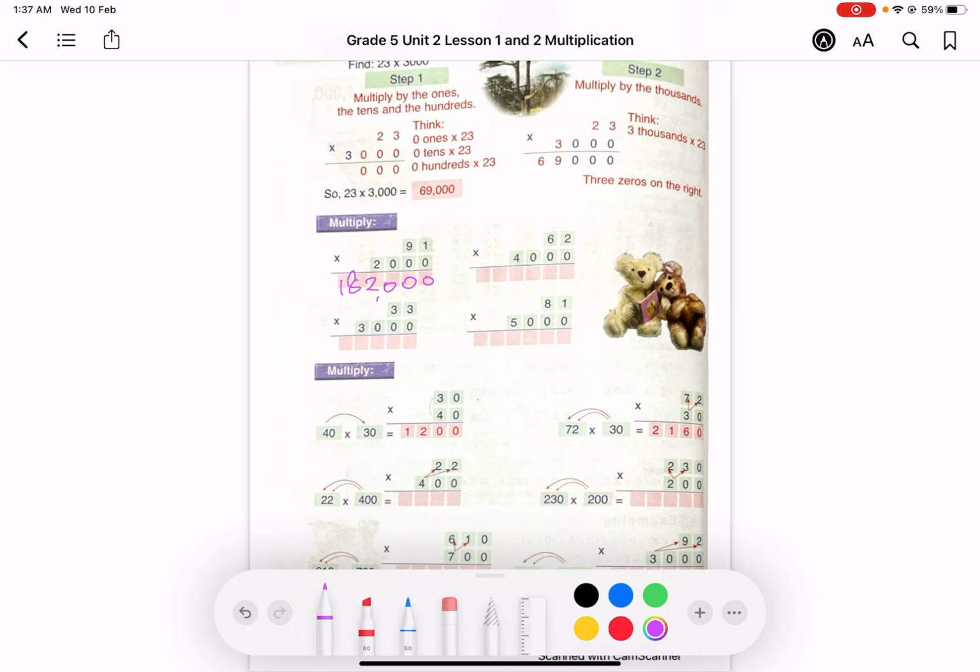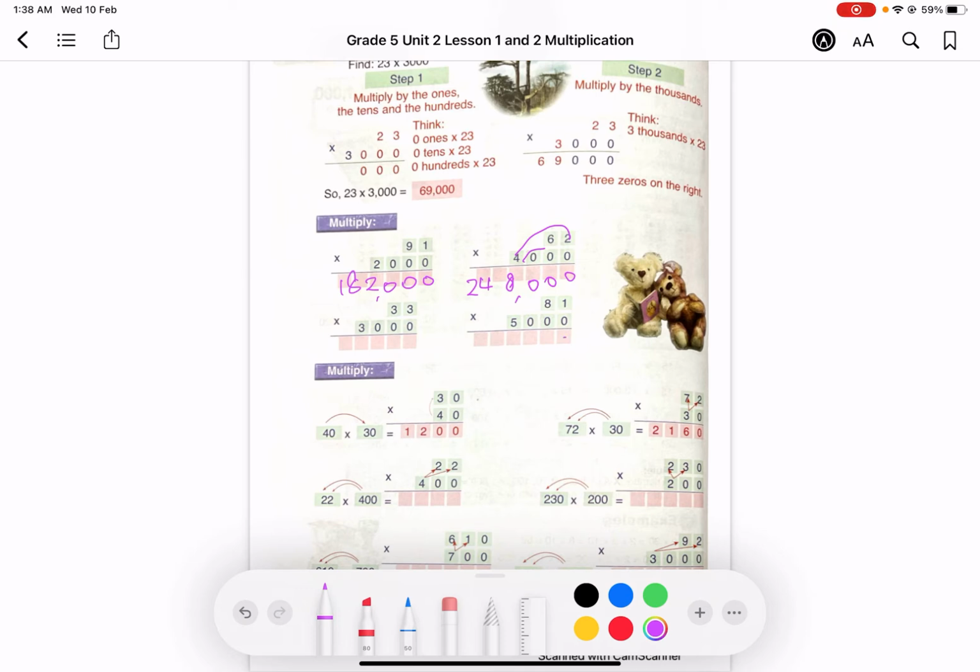So my number will be the product. If you are multiplying, you are looking for the product. The product for this question is 182,000. Now, if I have 62 multiplied by 4,000, how many zeros will I drop? I will drop 3 zeros. Then you will multiply 4 by 2, then 4 by 6. 4 by 2 is 8. 4 by 6 is 24. Now, what is my number? 248,000.